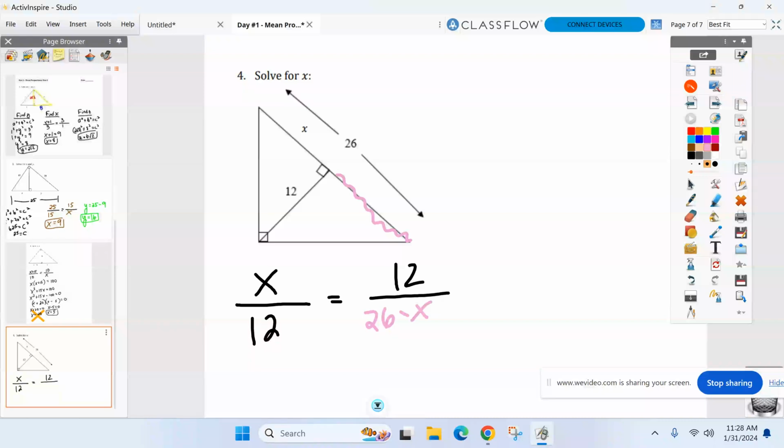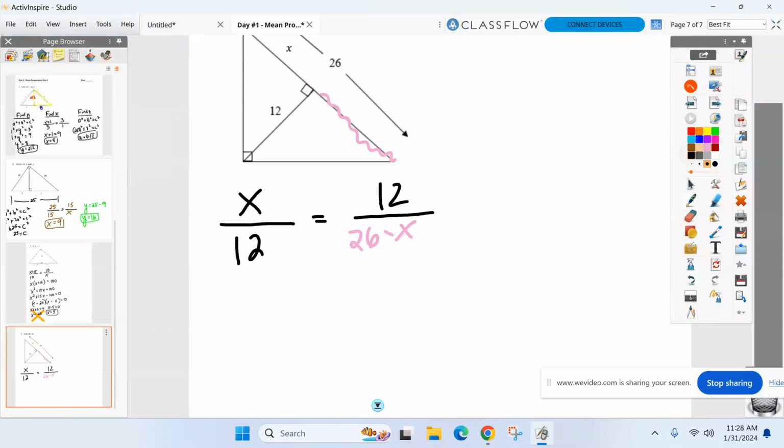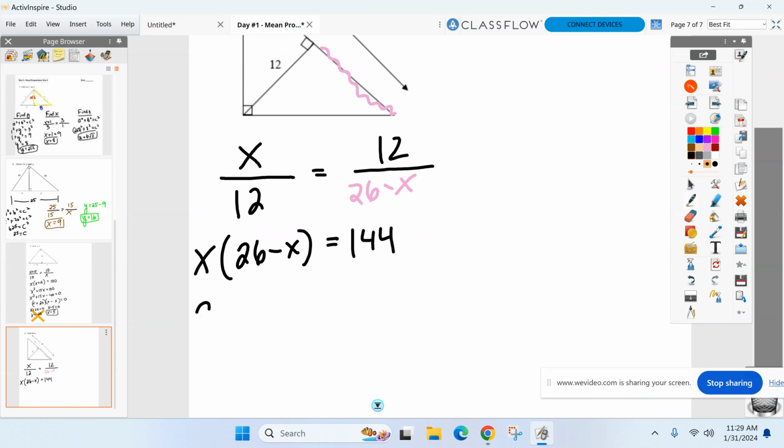All right, cross multiply. This is the first time this has happened this year. What's going to happen coming up? X times 26 minus x. 12 times 12, always at the end of that multiplication table, right? You had to memorize 144. All right, watch what happens here. First time this year, but hey, 26x minus x squared.